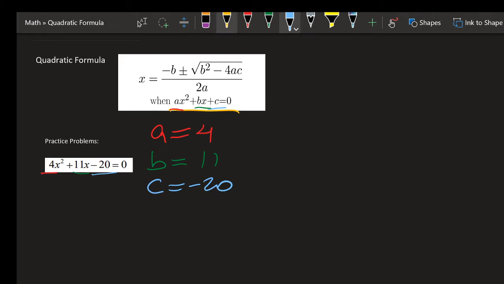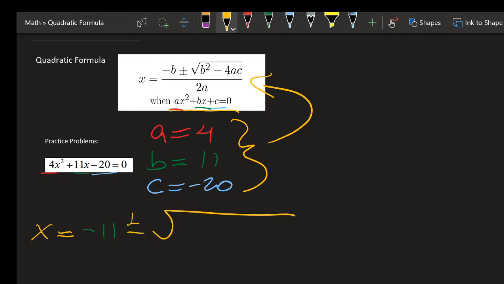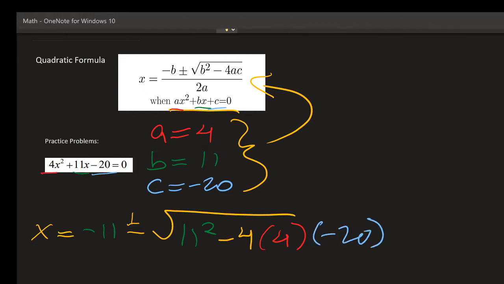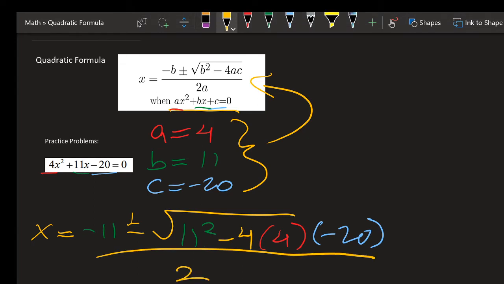Now we can then take these variables and plug them into the quadratic equation. And then say that x equals negative b, so it'd be negative 11, plus or minus the square root of b squared minus 4 times a, which is 4, times c, which is negative 20. And all of that over 2 times a.